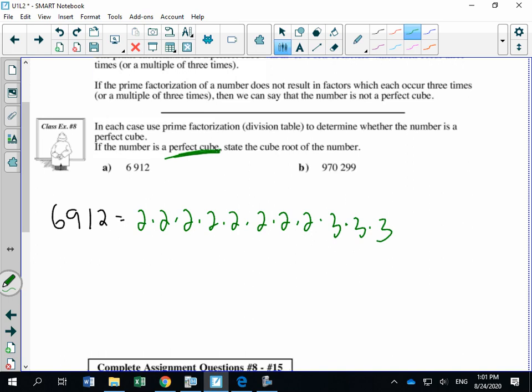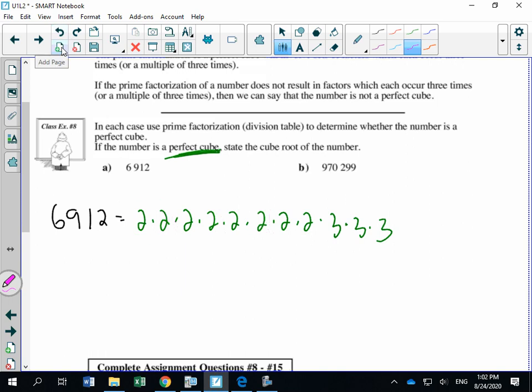Okay, so if this was your test question and I said, is this a perfect square? Is it a perfect cube? Or is it neither? If you're doing perfect squares, you're going to pair everything up. You're going to circle your pairs. What would you guys think? Is 6912, without actually taking the square root of this, a perfect square? The answer is no. Not all prime factors occur in pairs. So that guy's not a perfect square.